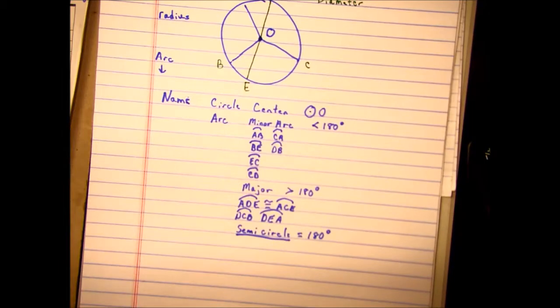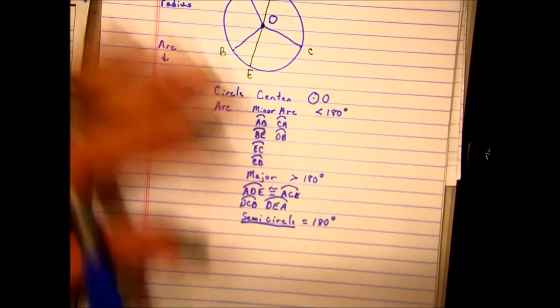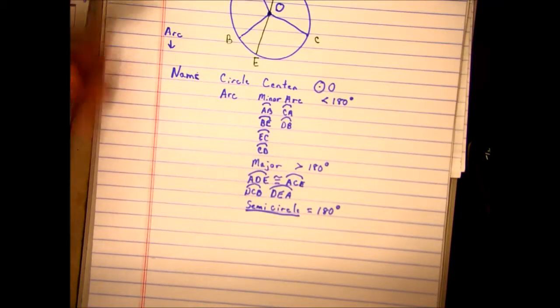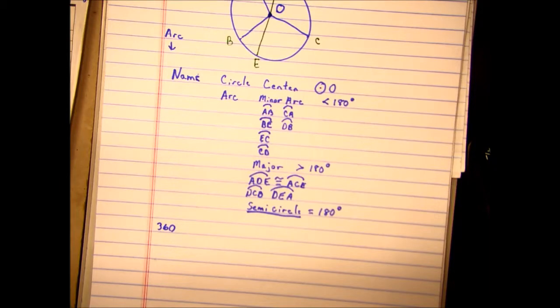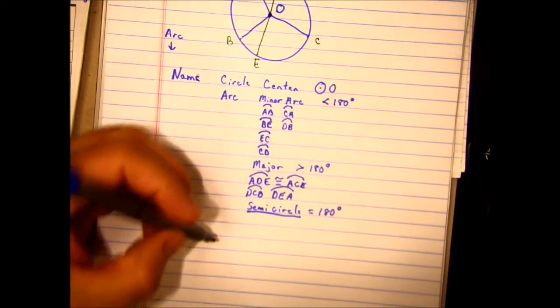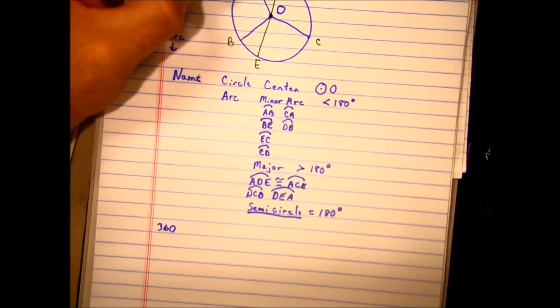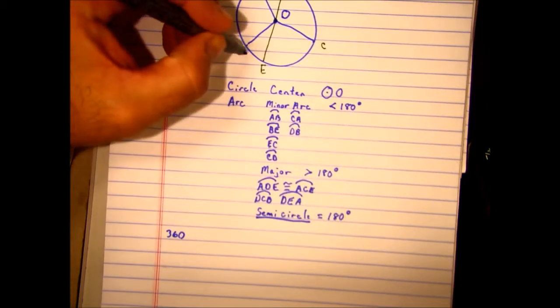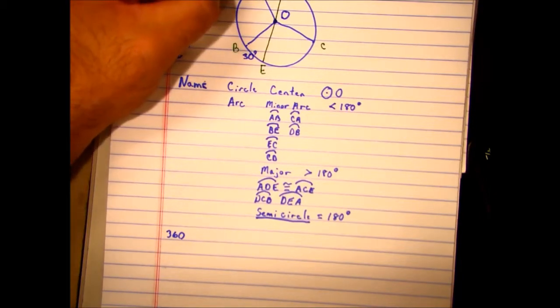All right, so now we move to finding these measures. We know that every circle is 360 degrees, and we're going to find pieces of that circle. So let's just pretend this piece here was 30 degrees, and we're going to pretend this piece over here was 40 degrees.